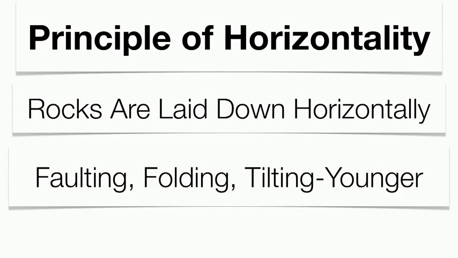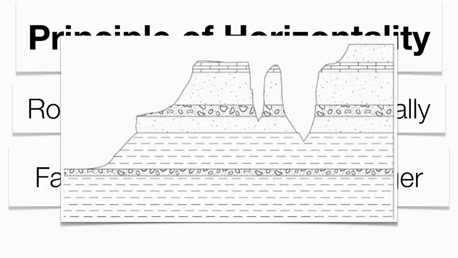The principle of original horizontality states that rocks are laid down in layers that are horizontal. That's just how sedimentary rocks are laid down. Any kind of faulting, folding, or tilting is always going to be younger than the rock itself. Rock has to be laid down first before it gets altered. You can see the horizontal rock in this picture, no deformation to it. Oldest on the bottom, youngest on top.